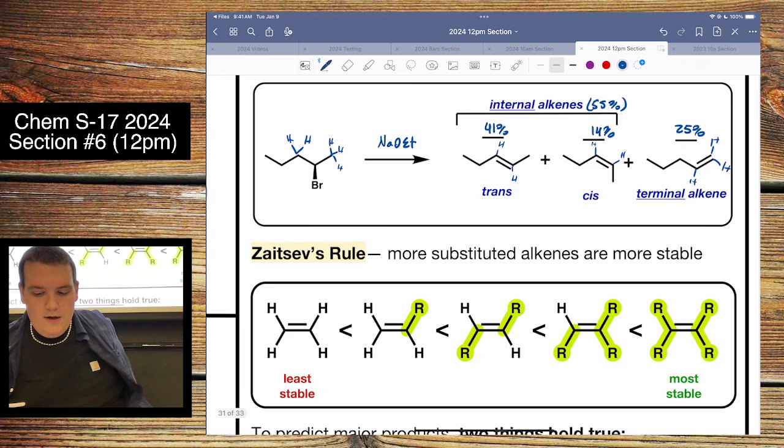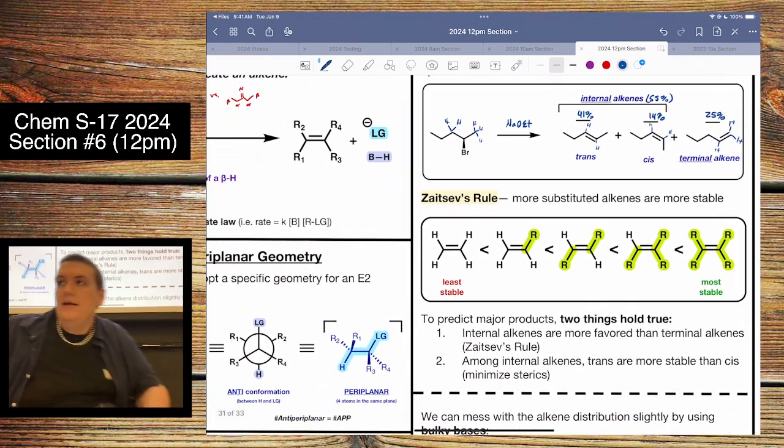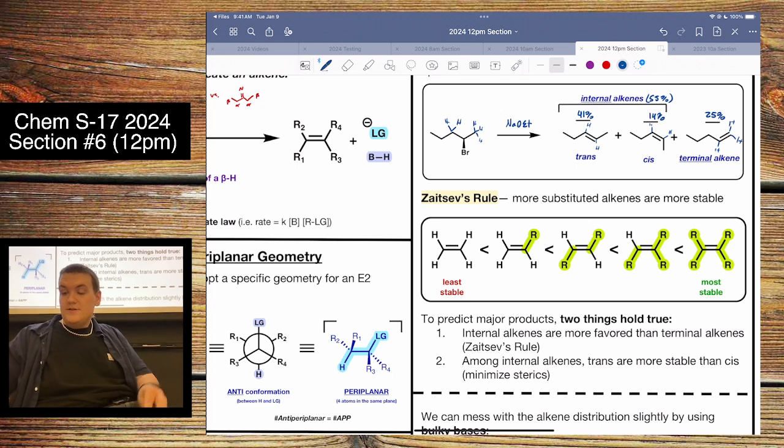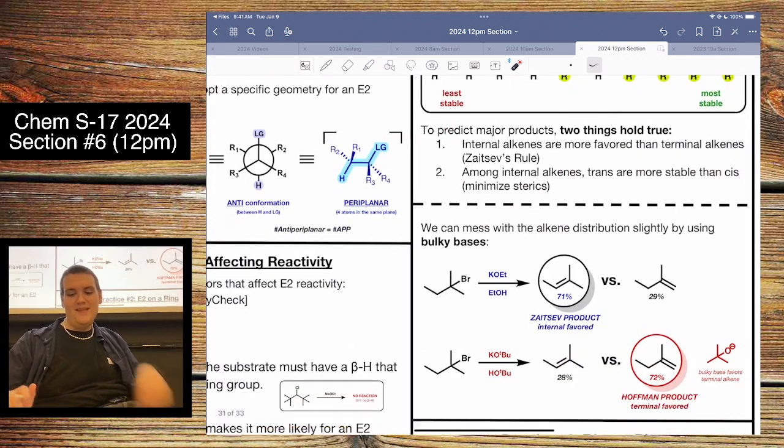So our takeaways from this: when we have options for where to form our alkene, more substituted is favored, and that's Zaitsev's rule, and then trans is favored over cis. So those are our 2 things that hold true. But just like all of organic chemistry, nothing is holy. There are no hard rules. We can mess with this a little bit. So let's talk about messing with it.